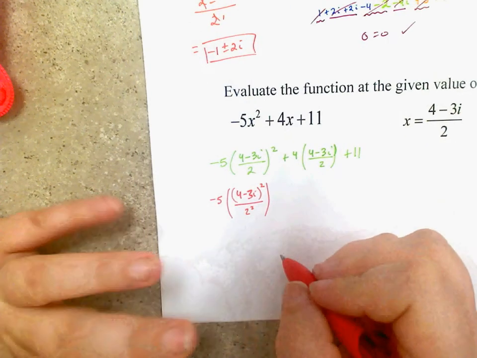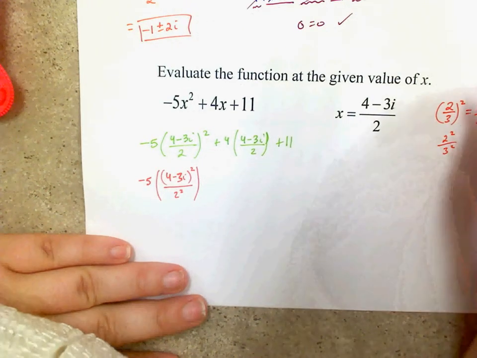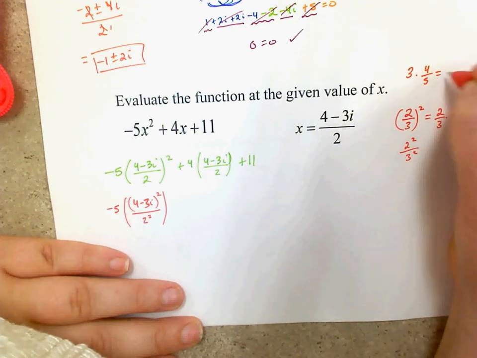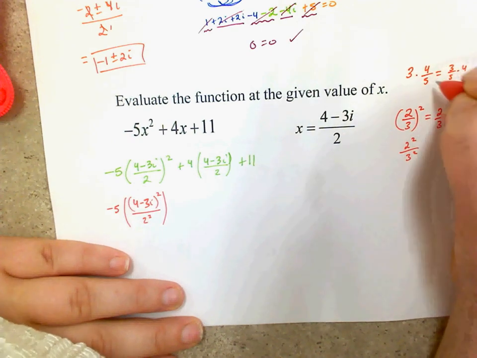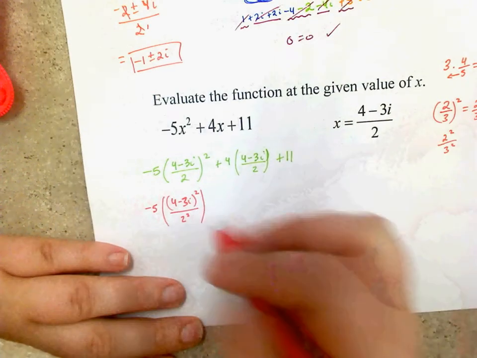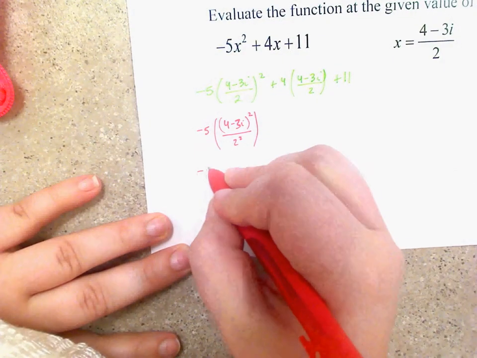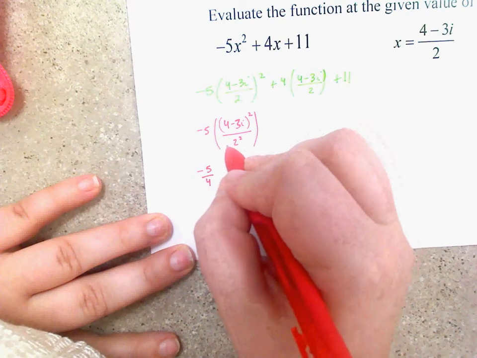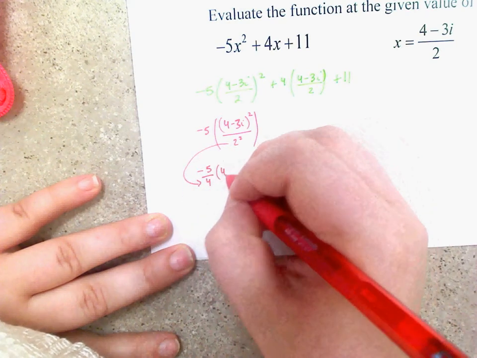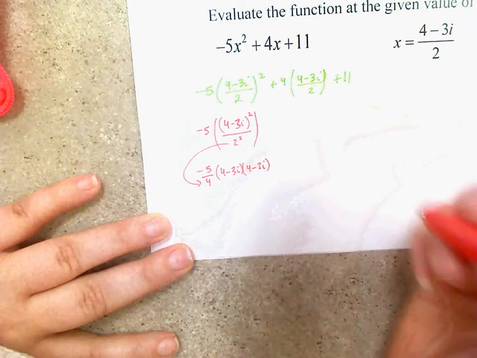Okay? If I said 3 times 4/5, that's the same thing as saying 3 over 5 times 4. So I just move this to the denominator of the 3 as opposed to the 4. So 2 squared is 4. So I'm going to rewrite this as negative 5 over 4. So that's just that. And then I'm going to multiply 4 minus 3i times 4 minus 3i. So that's the squared part. This right here, I'll come back to that in a second.